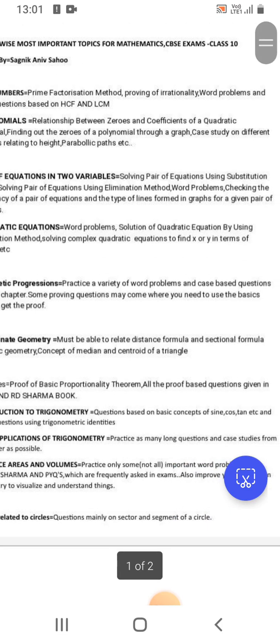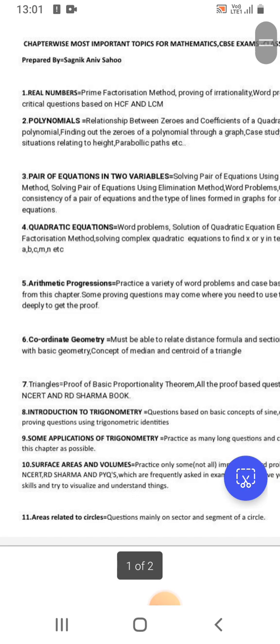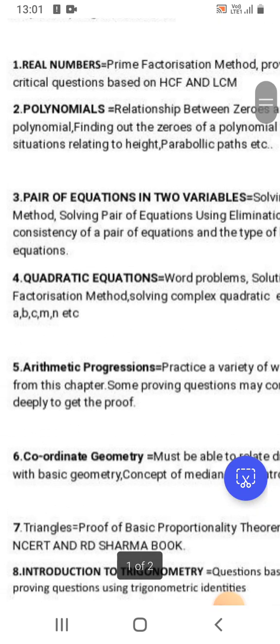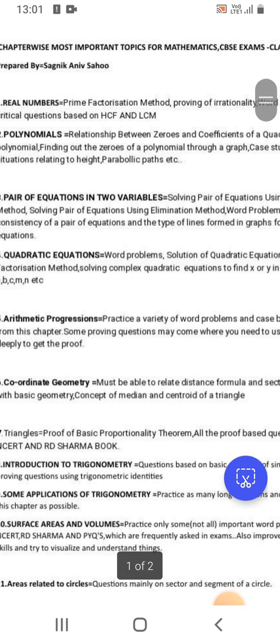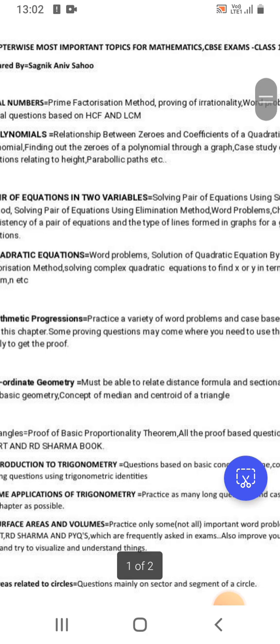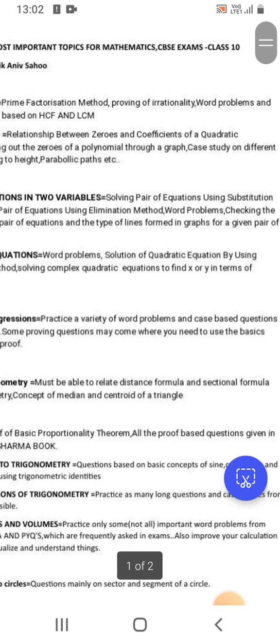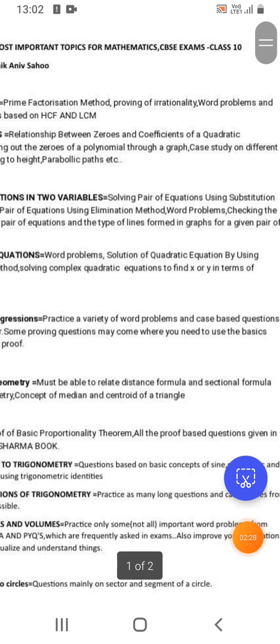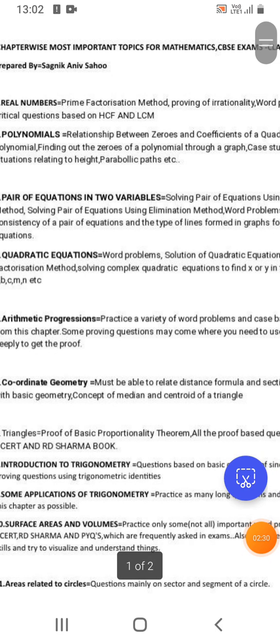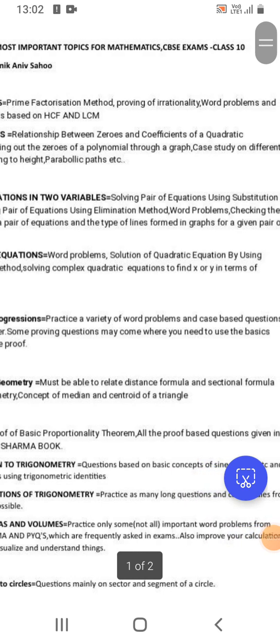Then finding out the zeros of a polynomial through a graph. Using a graph, you need to find out the zeros of a polynomial. This thing is mostly ignored by many of the students. In this topic, you need to read a graph. Complex questions are asked on this topic. Finding out the zeros of a polynomial through a graph is not that complex, but sometimes it confuses the students and they lose marks in their examinations.